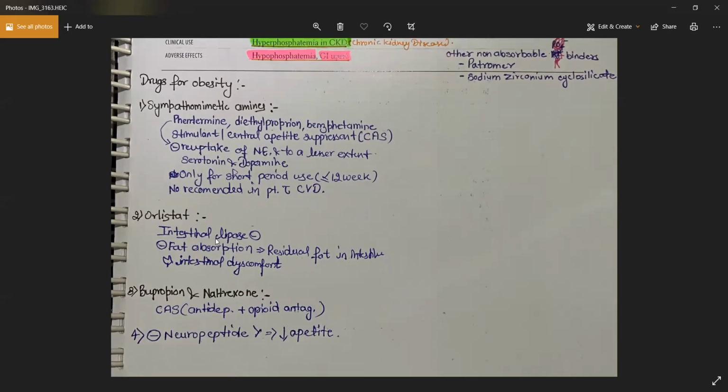They are only useful for a short period of time, and in patients who have any kind of cardiovascular disease, you will avoid these agents. They are central appetite suppressants, and they cause increased release of norepinephrine, serotonin, and dopamine. They are not recommended for any patient with cardiovascular disease.